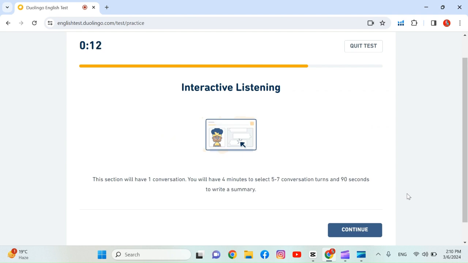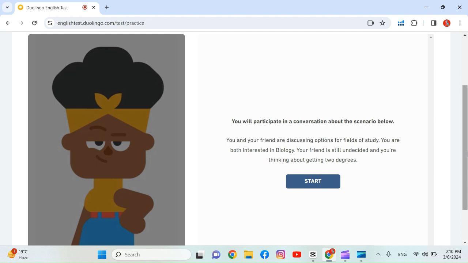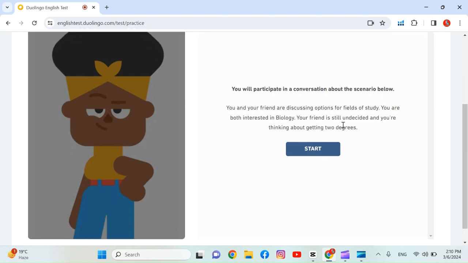Interactive listening. This section will have one conversation. You have 40 seconds to select 5 to 7 conversation turns and 90 seconds to write a summary. You will participate in a conversation about the scenario below. You and your friend are discussing options for fields of study. You are both interested in biology, your friend is still undecided, and you are thinking about getting two degrees.